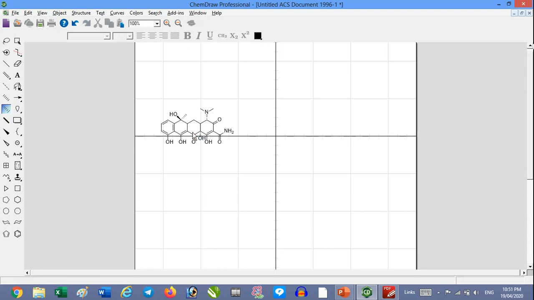How to remember? 4 rings are there. First ring is benzene. Benzene has OH group, and the next ring double bond OH, last ring double bond OH, middle ring C double bond O group.